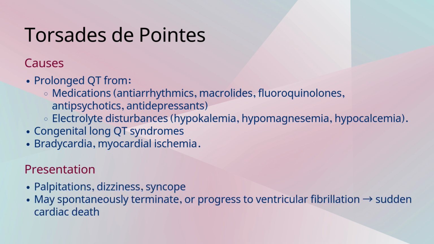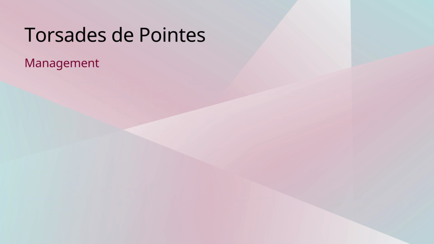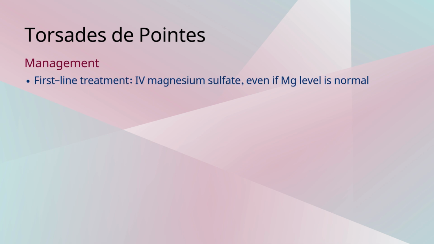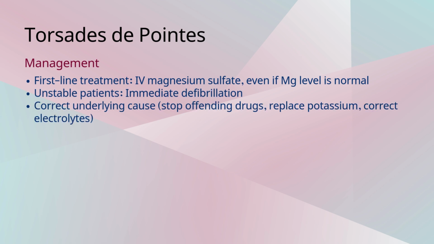It may stop on its own, but it can also deteriorate into ventricular fibrillation and sudden cardiac death, so it is always taken seriously. For management, the treatment choice is intravenous magnesium sulfate, even if the magnesium level is normal. If the patient is unstable, you go straight to defibrillation and always address the underlying cause. Stop offending medications, replace electrolytes, and in recurrent cases, you may need overdrive pacing or isoproterenol to shorten the QT.